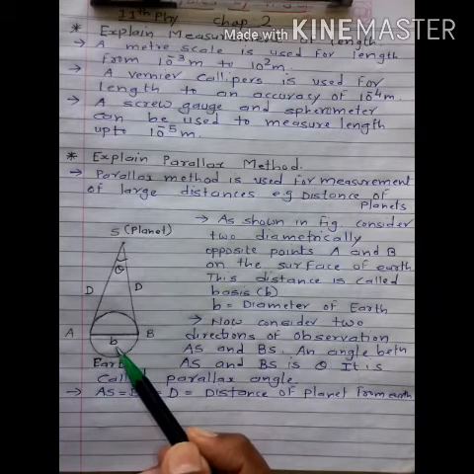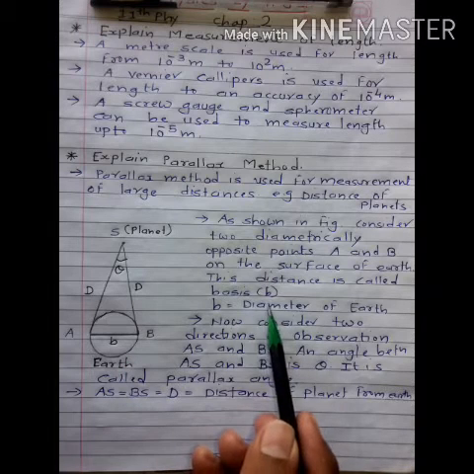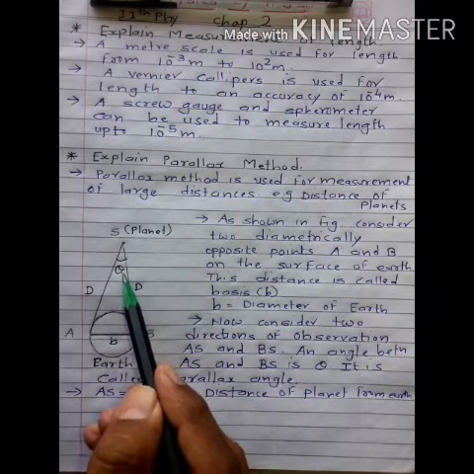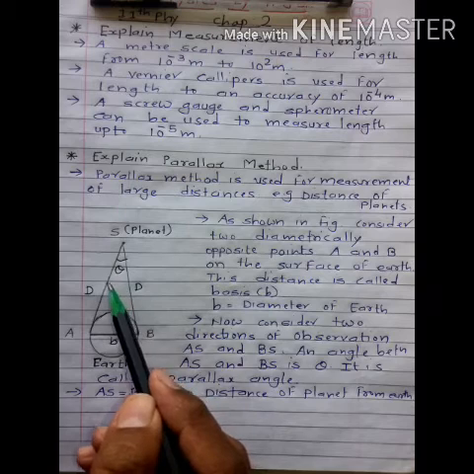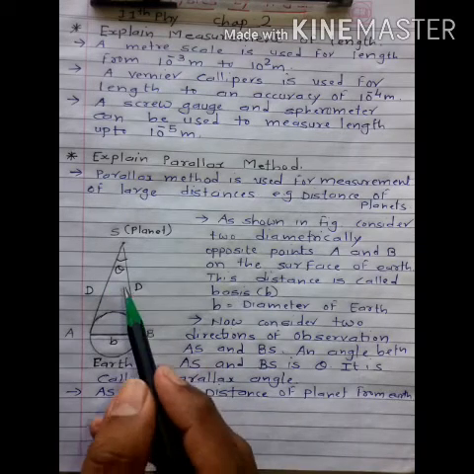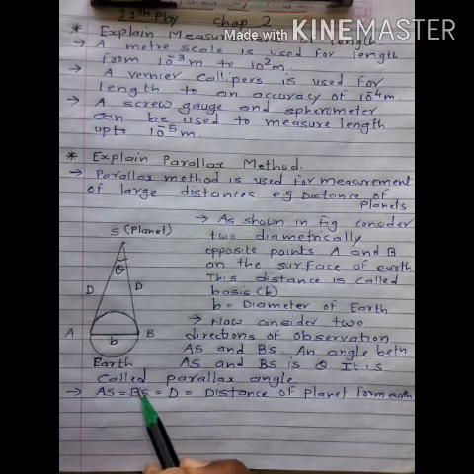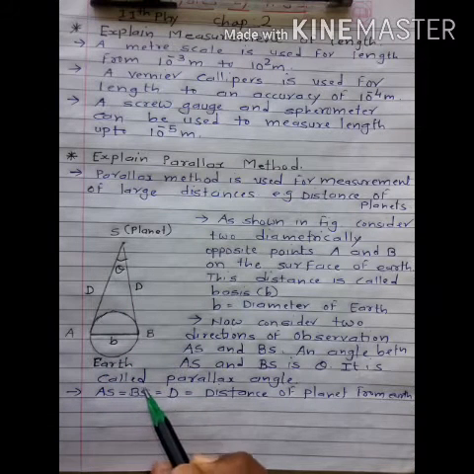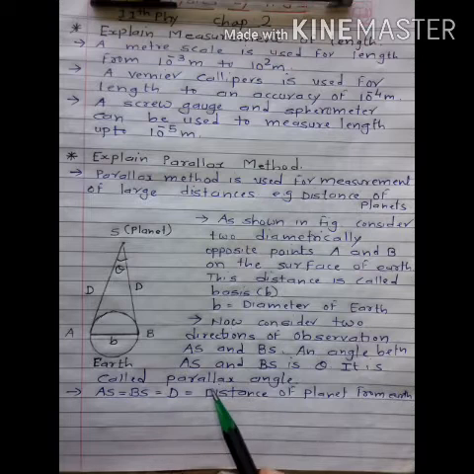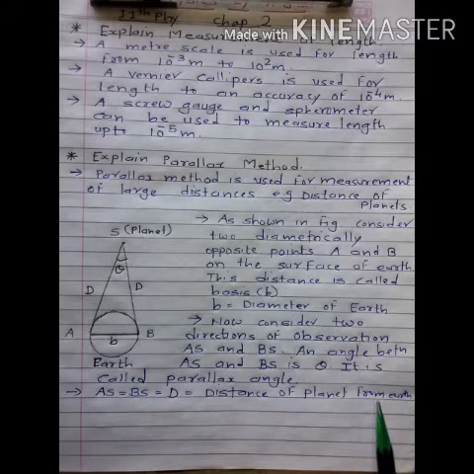Okay, so small b means basis, diameter of earth. Theta means angle between two directions of observation. It is also called parallax angle. And last quantity, capital D, here A to S or B to S, this distance is nothing but capital D, distance of the planet from earth.